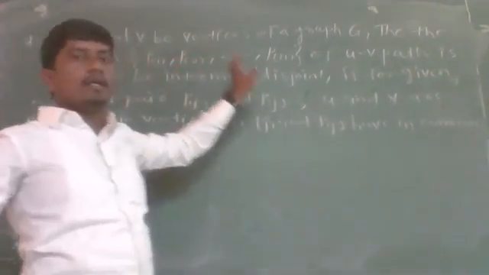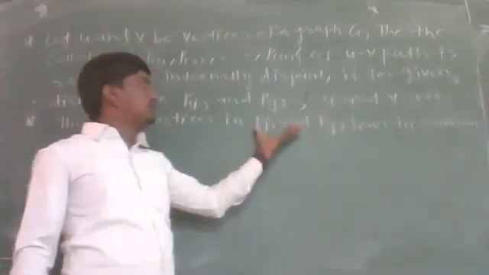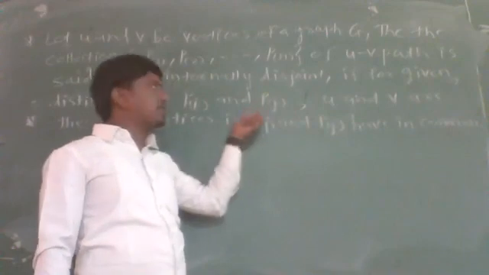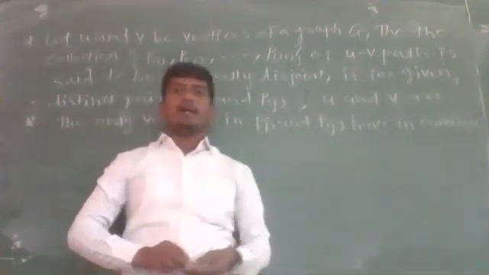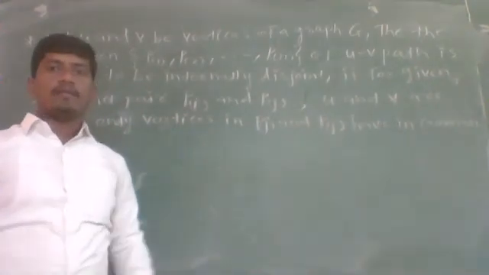So u and v are any two vertices of a graph G, and this is a collection of u-v paths, and it is said to be internally disjoint if, given any distinct pair Pi and Pj, u and v are the only vertices which are common in these two distinct paths. Then we say that this collection is internally disjoint. So here our second chapter is completed. Thank you for watching the lecture.